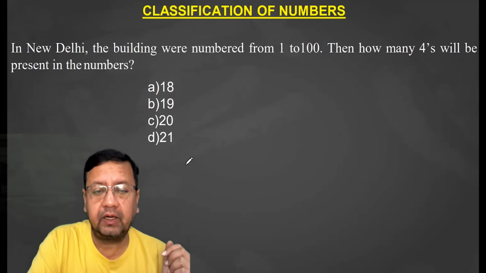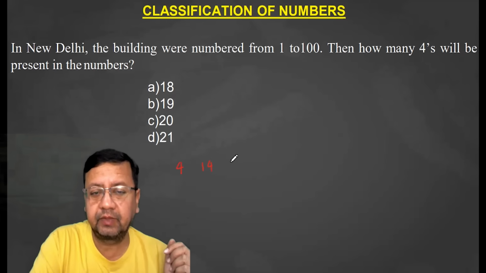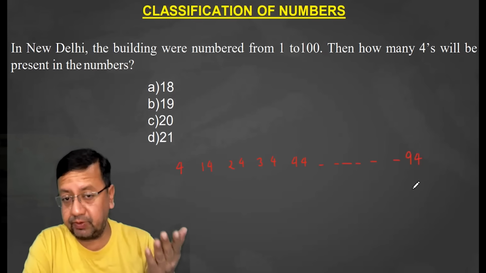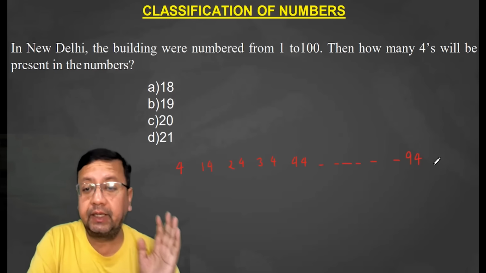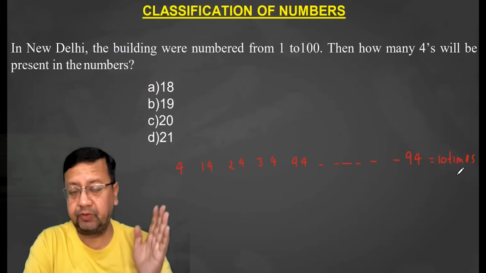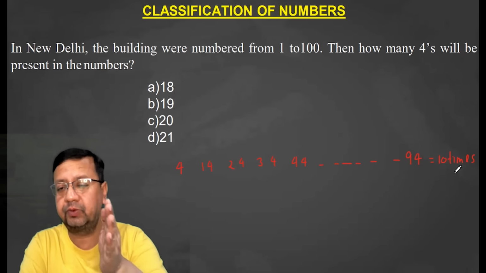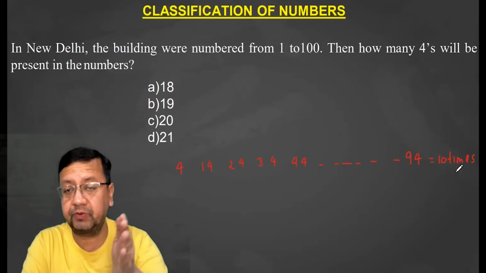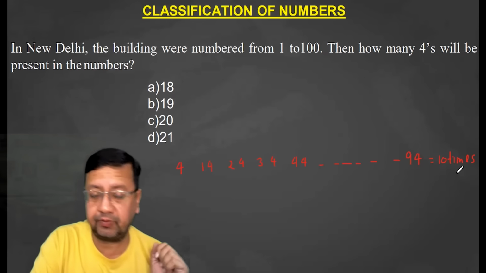So see, 4, right? 14, 24, 34, 44, and so on till 94, right? So now what you're doing, you're writing digit 4. How many? 10 times at the unit place. 4, 14, 24, 34, 44, 54, 64, and so on till 94, right?